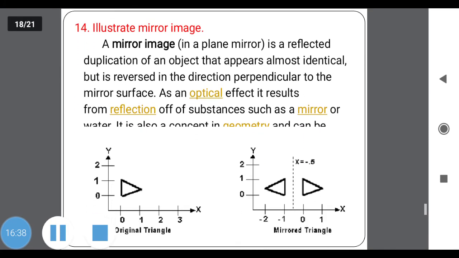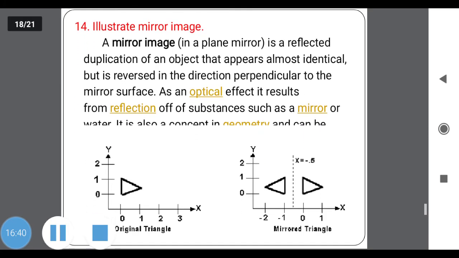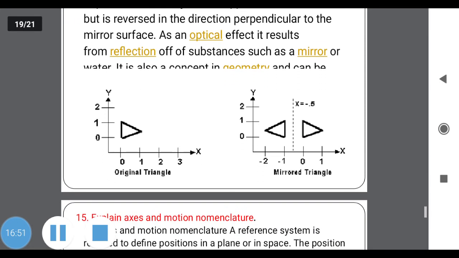Next one is the mirror image. Mirror image means a reflection of the image. A mirror image is a reflected duplication of an object that appears almost identical but reversed in direction. See, you know in that sketch, the first one is the original triangle, second one is the mirror triangle. Both triangles are the same in specification but the direction is opposite. That type of images are called mirror images, but the specifications are the same.